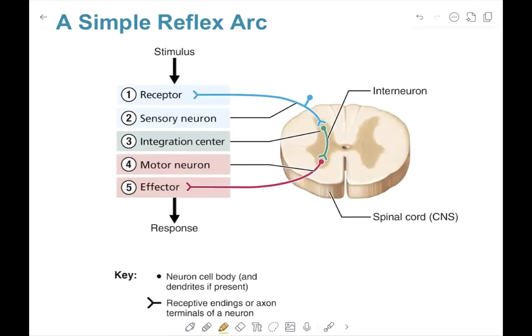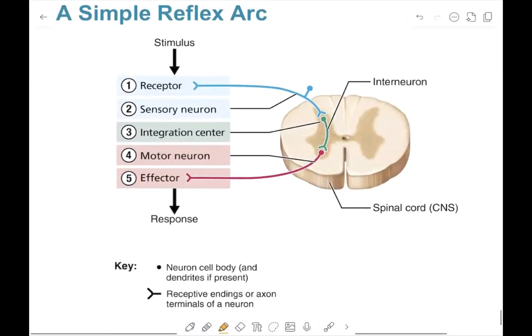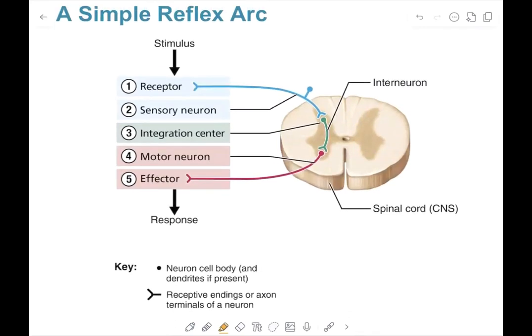A simple reflex arc is what occurs in the nervous system, and it's similar to other reflex arcs that you're going to learn about later in the nervous system in later chapters, but it kind of includes the parts of a feedback system as well. So it begins with a receptor that senses the stimulus.